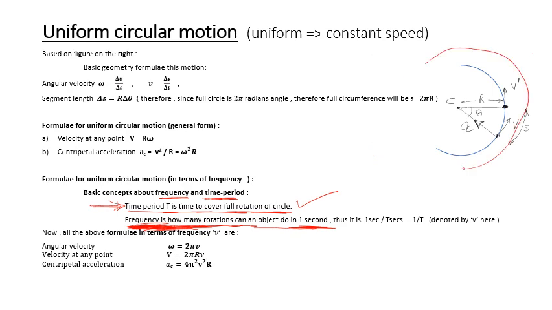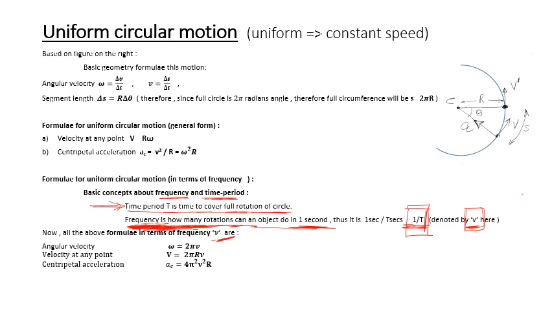Now we know that one round is made in t seconds. So therefore, in 1 second, how many rounds it will make is 1 by t, right? You can stop the video, think over it. So frequency is 1 by t. That is why 1 second by t seconds is frequency. Frequency is denoted by such a symbol. Actually, you will see this symbol below here.